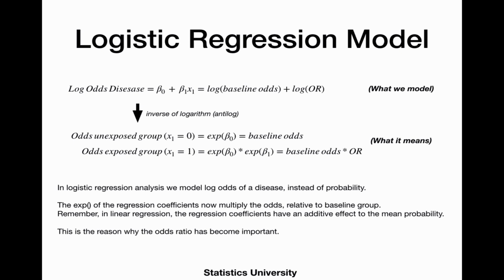And we do that by taking the exponent of the regression coefficient beta 0, and that gives us the baseline odds. Now, in the exposed group, x1 has the value 1, so we need to take into account the beta 0 and the beta 1 term. And here we take the product of the exponent of beta 0 and the exponent of beta 1, and that is the equivalent of the baseline odds multiplied by the odds ratio. Now you probably understand much better why the odds ratio has a multiplicative effect instead of an additive effect.